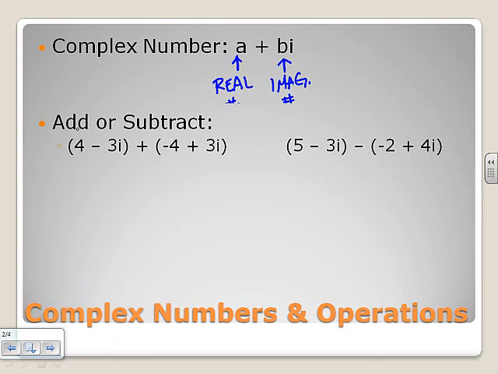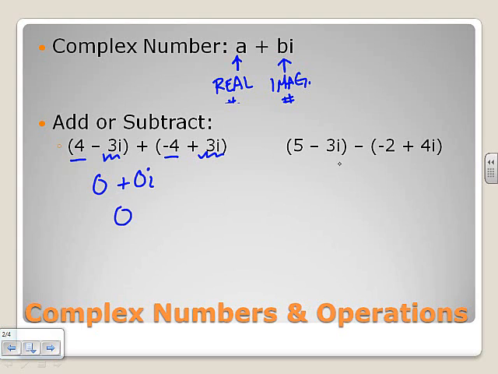When you add together complex numbers, you add real parts with real parts and imaginary parts with imaginary parts. So if we do 4 plus negative 4, we get 0, and negative 3i plus 3i is also 0, or 0i, and this will make a total of 0 for the answer.